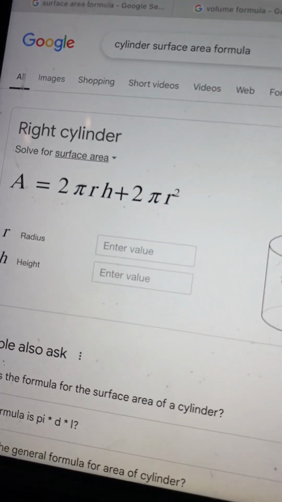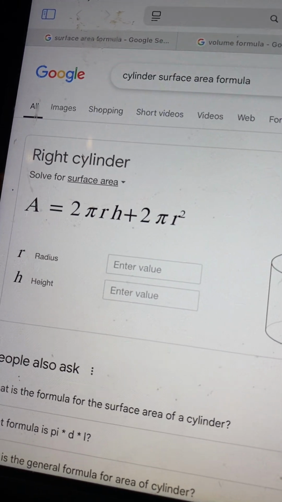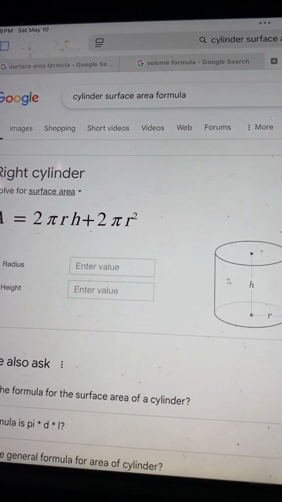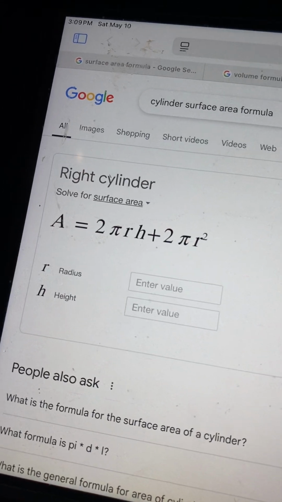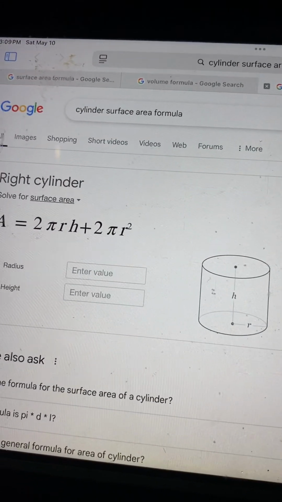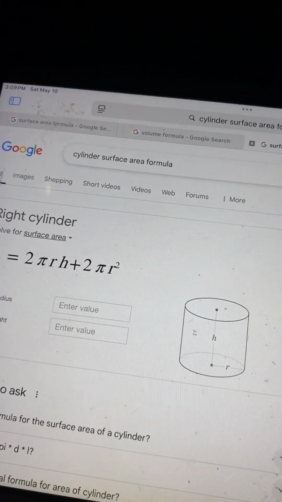So, let's learn how to find the surface area and the volume of cylinders. Cylinders are pretty tough shapes because their formulas are also very tough. The surface area of a cylinder is 2 pi r h plus 2 pi r squared. So basically, we have to multiply 2 pi r and h together, and then add that to 2 times pi times r squared. So, yeah!